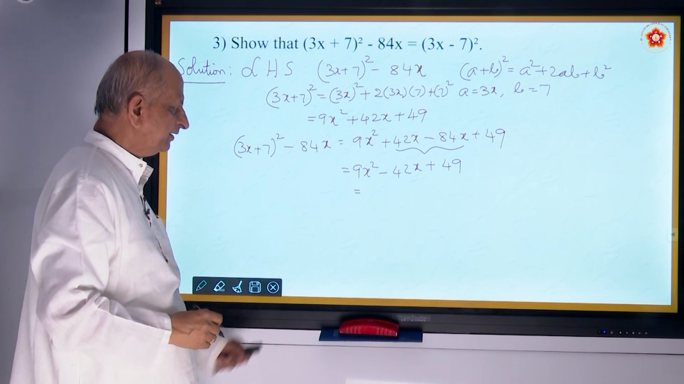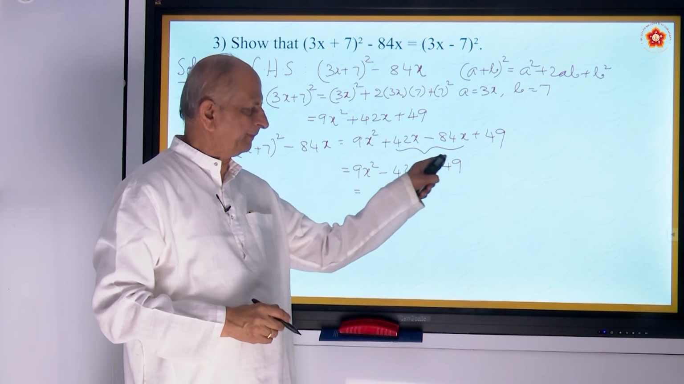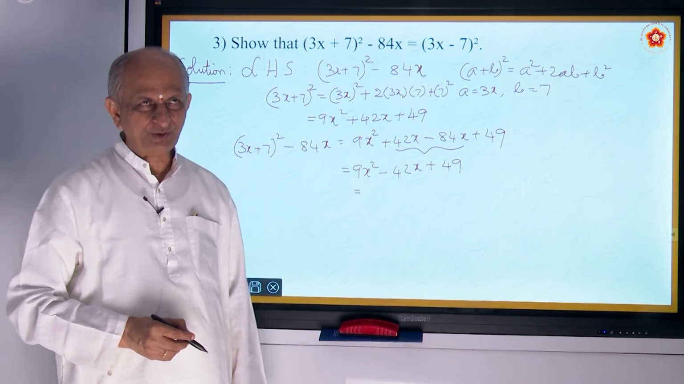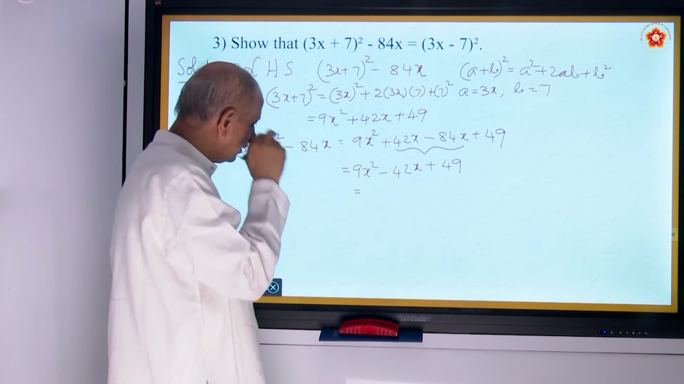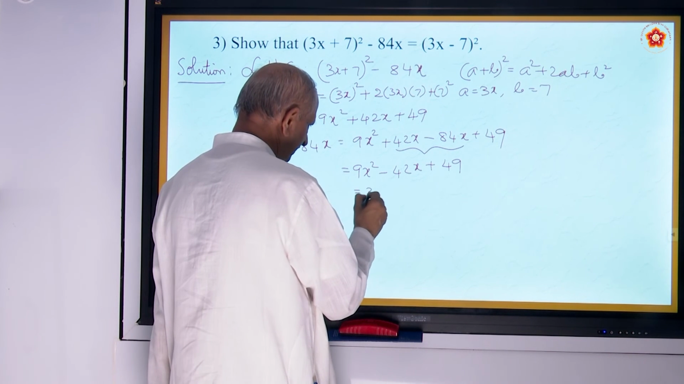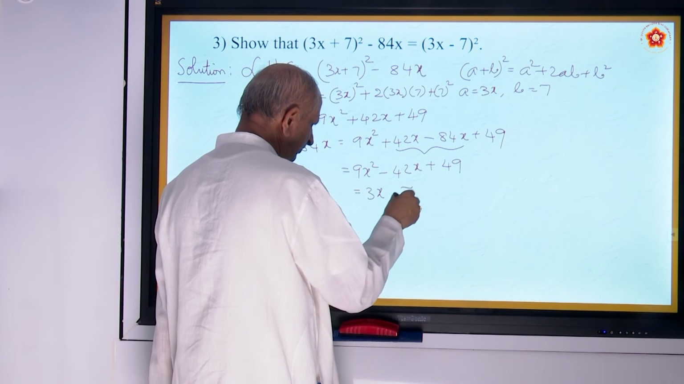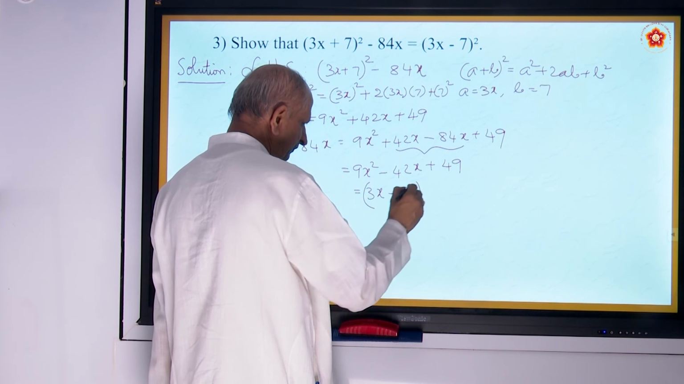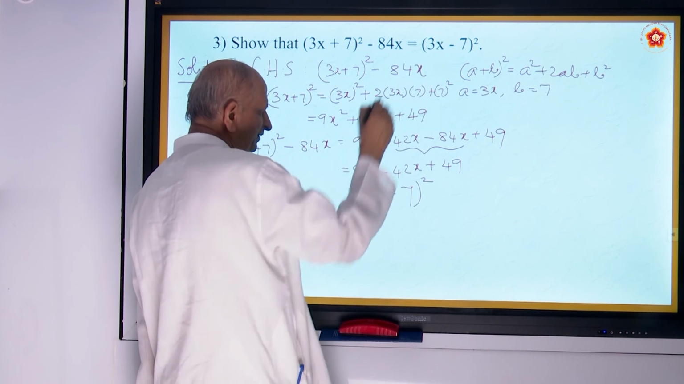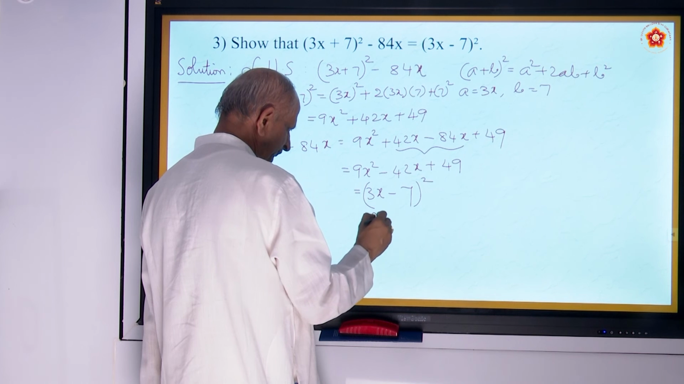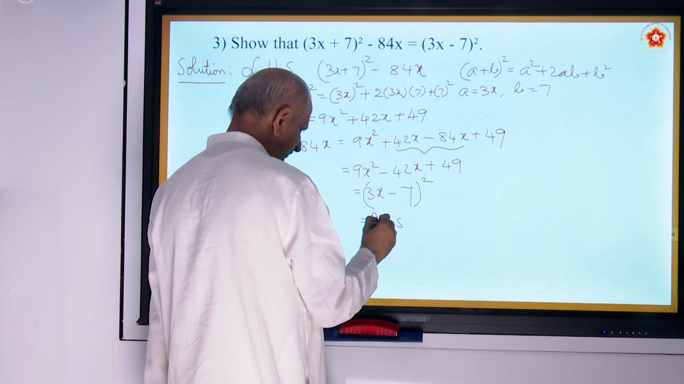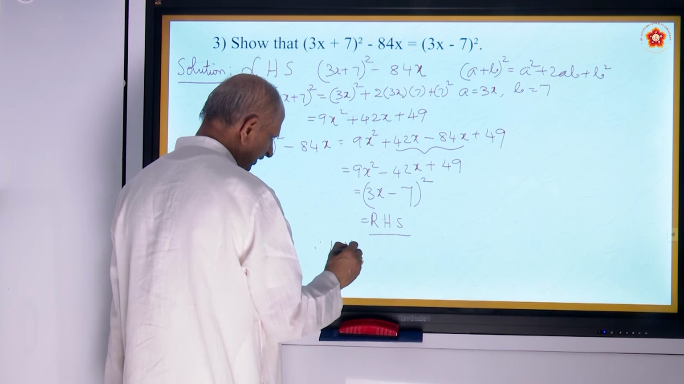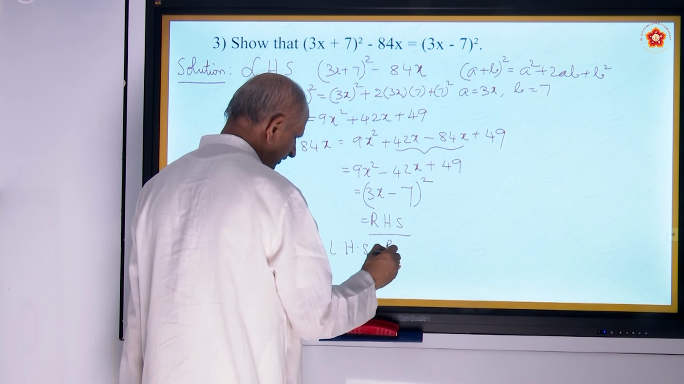Now this looks like a square minus 2ab plus b square. What is that equal to? A minus b whole square. What is a? 3x. What is b? 7. As the minus is in between, you write minus here. So is it same as right hand side? It is nothing but right hand side. So you get left hand side is equal to right hand side.